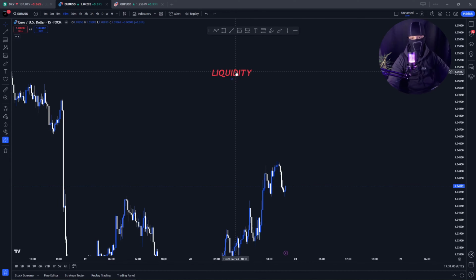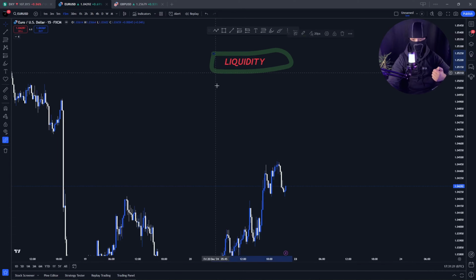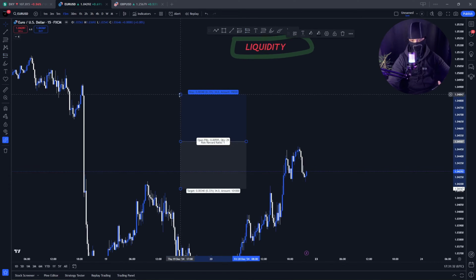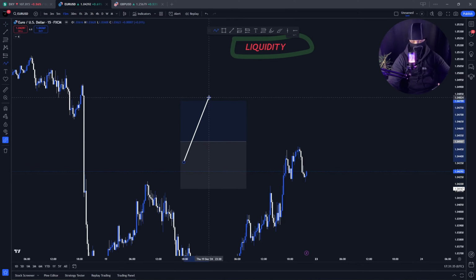Get your pen and paper and write this at the top of your piece of paper. This is the title: liquidity. Now liquidity is where resting orders lie in the markets, or people's stop losses, or people's entries to their trades. Does that make sense? Now I'm pretty sure you guys know what a stop loss is. Basically when it hits your stop loss, you get taken out of the trade.